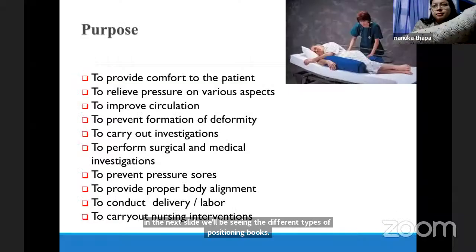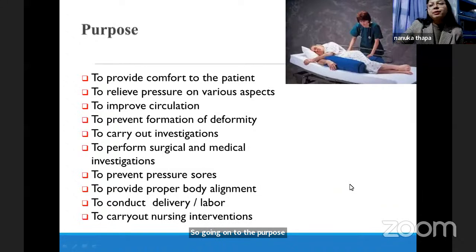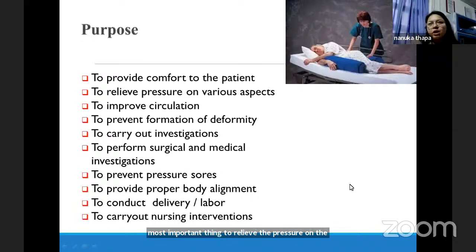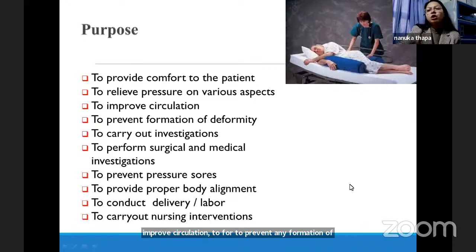On to the purpose, we need to provide comfort to the patient, which is the most important thing, to relieve the pressure on various aspects, to prevent any pressure source, to improve circulation, to prevent any formation of deformity, because in a longer period, some kind of deformity or atrophy happens.